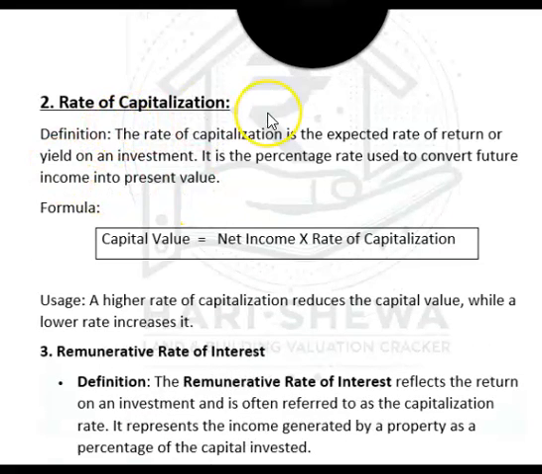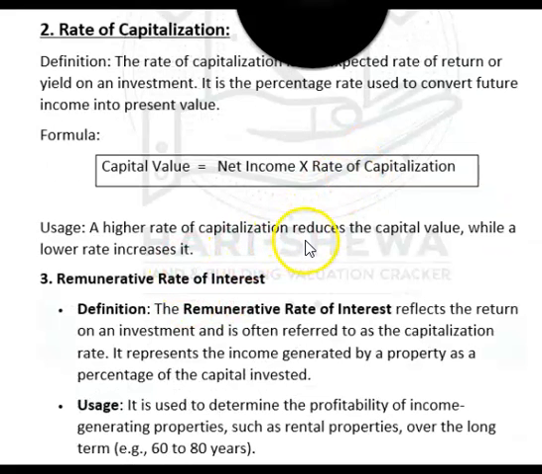Second term is rate of capitalization. The rate of capitalization is the expected rate of return or yield on investment. It is the percentage rate used to convert future income into present value. Formula: capital value is equal to net income into rate of capitalization. A higher rate of capitalization reduces the capital value, while a lower rate of capitalization increases it.